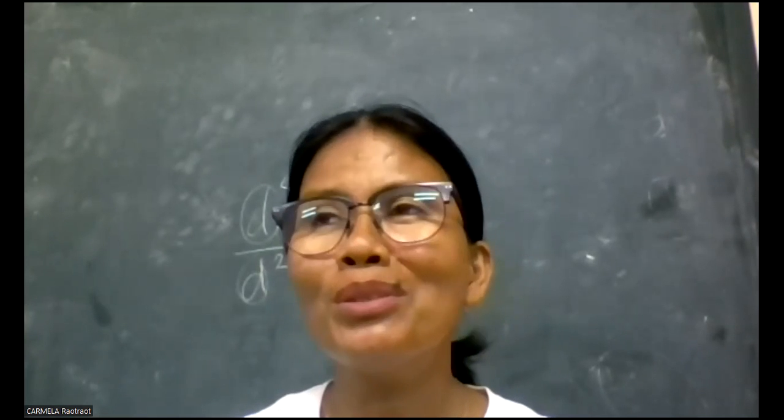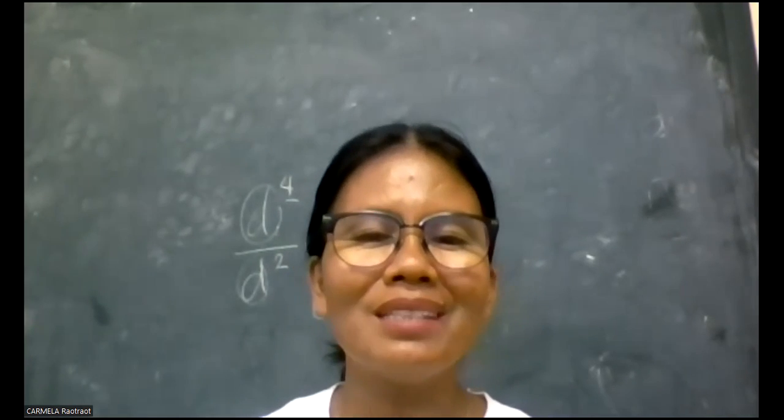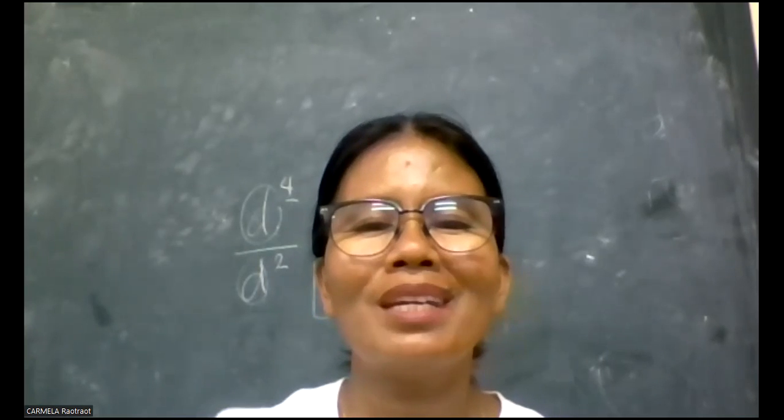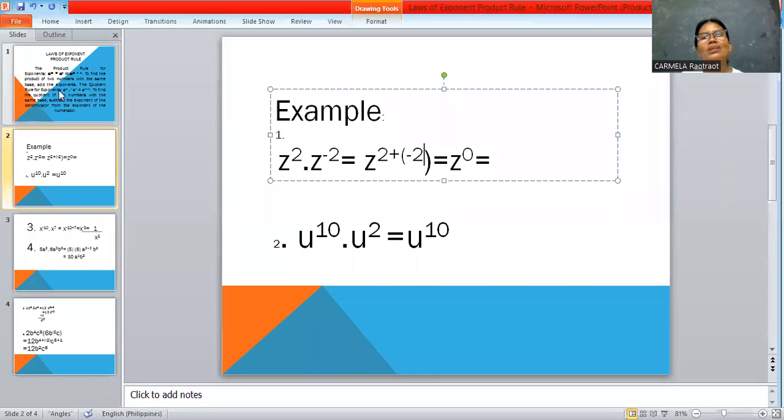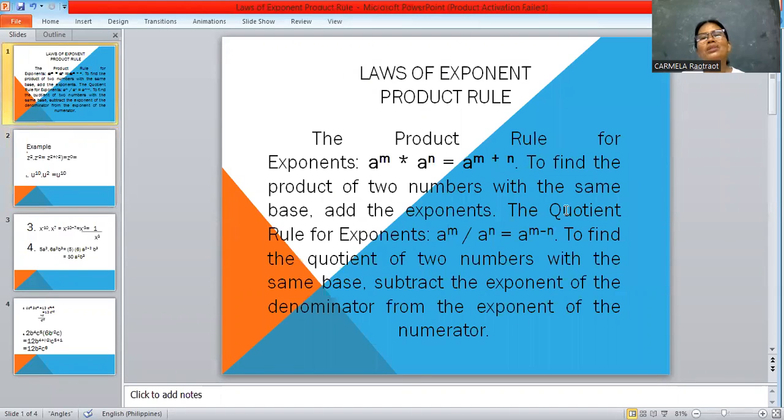Okay, so this afternoon I will discuss the laws of exponents: the product rule. Okay, so let me share my screen. Okay, so the product rule for exponents: a raised to the power of m times a raised to the power of n is equal to a raised to the power of m plus n.